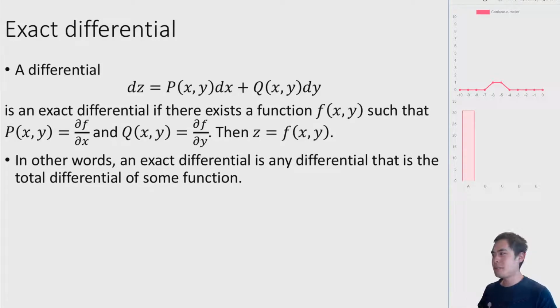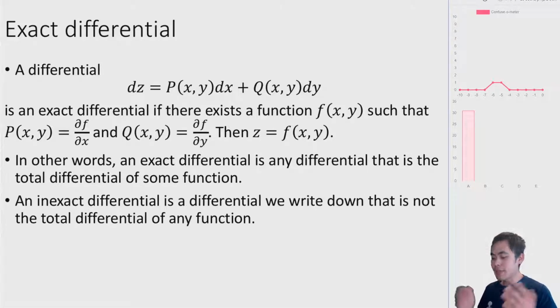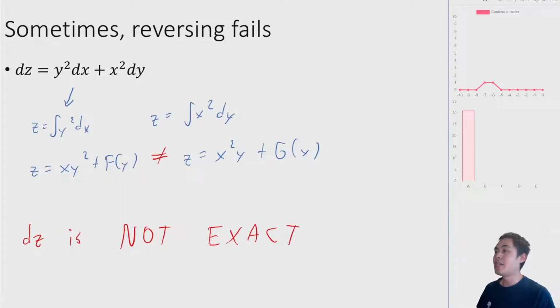So often you'll hear people use the words exact and total in interchangeable ways, and they're basically interchangeable. There are slight differences. Usually, you talk about a differential being a total differential only when you're focusing on the function that it's the total differential of. Whereas an exact differential is just any differential expression that is the total differential of some function. And an inexact differential is a differential expression that we write down that is not the total differential of any function. So in this particular case here, this is not an exact differential because you can't reverse it.